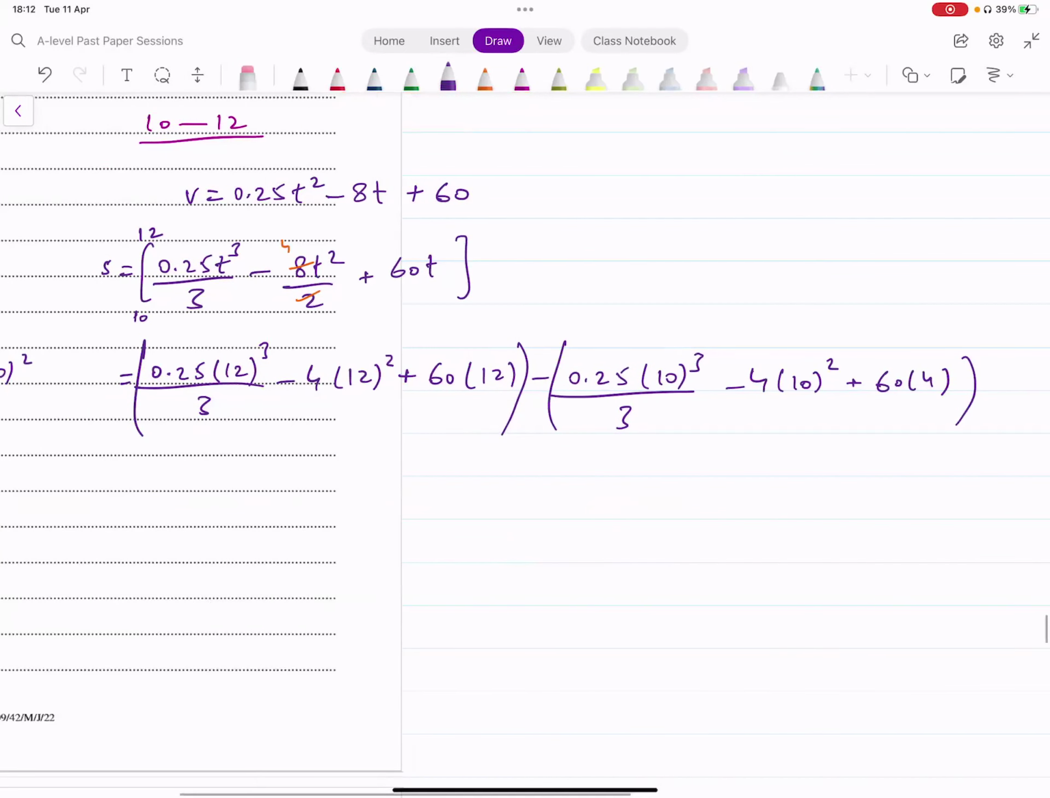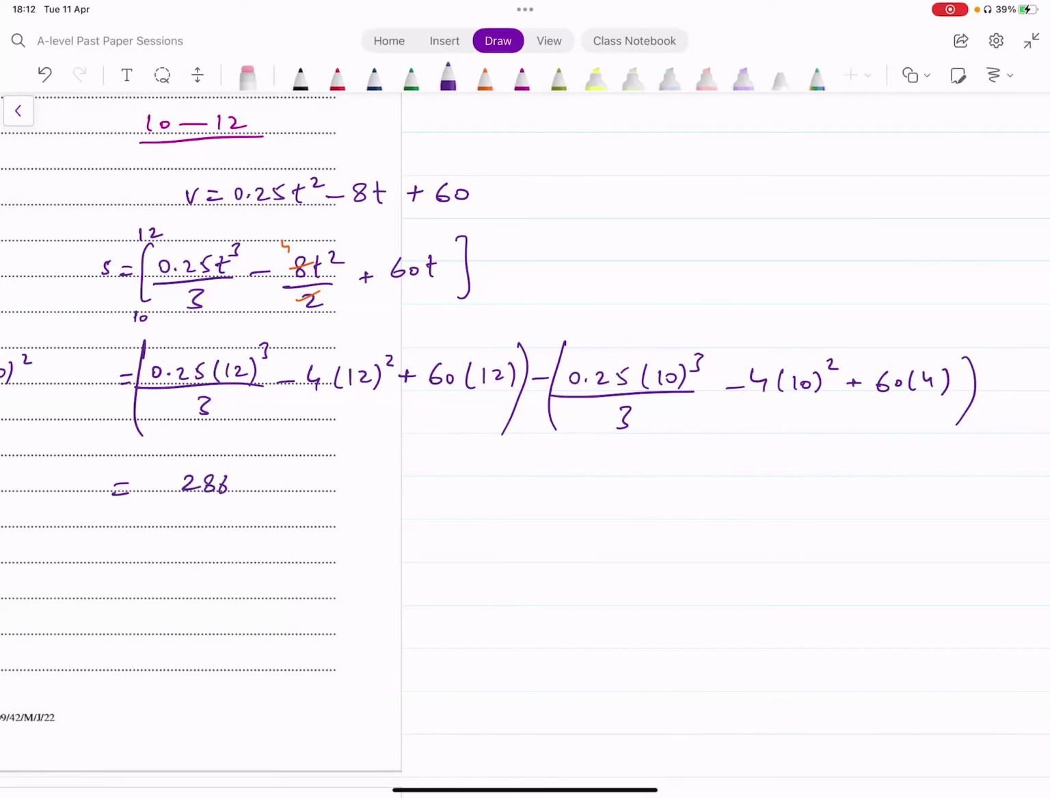4 into 10 squared plus 60 into 4. ये evaluate कर लें हम बेशक कैलकुलेटर से डायरेक्टली, और आप देखें आपके पास इससे क्या आता है। 0.25 into 12 cube divided by 3 minus 4 into 12 squared plus 60 into 12. This is giving me 288 first of all.